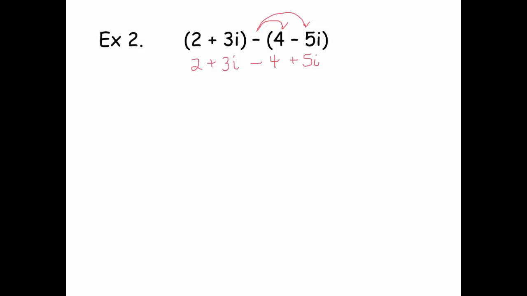Now let's combine our like terms. 2 and -4 are the real components. They're going to combine to -2. The 3i and the 5i are the imaginary components. They will combine to positive 8i. So our new answer is -2 plus 8i.